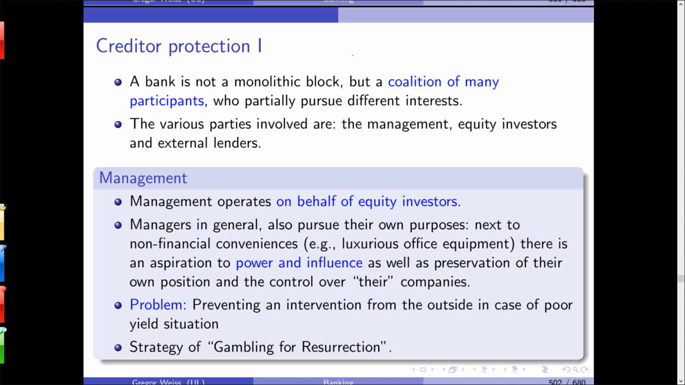So, theory of banking regulation. First aim should be, and especially in Germany this is very important, creditor and customer protection. A bank is not just a monolithic block with some balance sheet items, but it's a coalition of many participants. They all pursue different interests, and let's first start with management. And as you can imagine, we'll talk about management, creditors, shareholders. So in essence, managers, bondholders, shareholders.